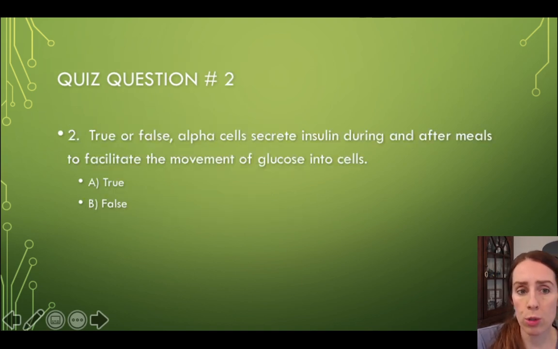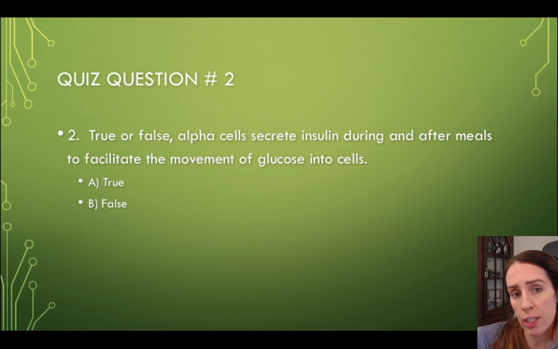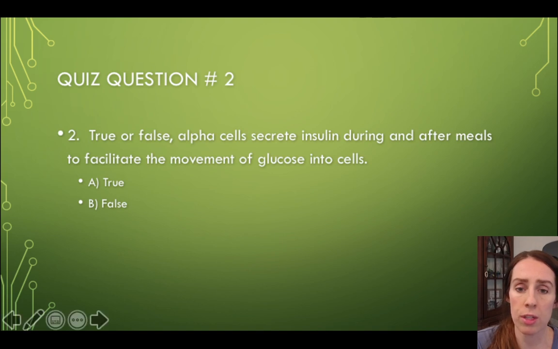Quiz question number 2. True or false? Alpha cells secrete insulin during and after meals to facilitate the movement of glucose into cells. So the answer to that one is false. The beta cells secrete insulin. The alpha cells secrete glucagon between meals when blood glucose levels drop below 100.